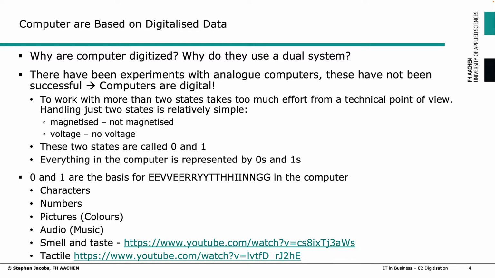And if I say everything, then it's really everything. Text is based on characters, and these characters have to be represented by zeros and ones. So are numbers and pictures and audio. And nowadays there are even experiments with smell and taste and tactile information. Have a look at these videos on YouTube. And in the end, again, it's all based on zeros and ones.